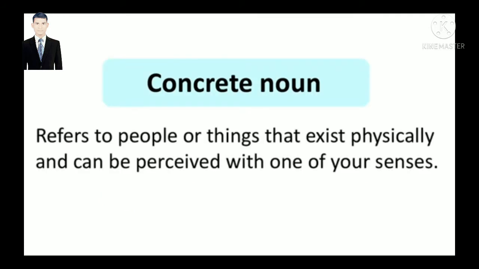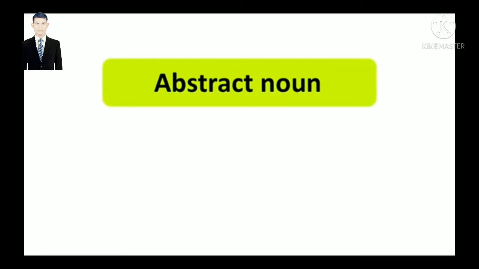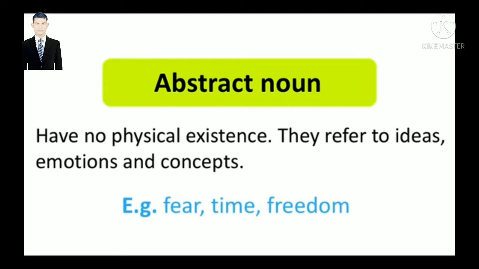Concrete noun. Concrete noun refers to people or things that exist physically and can be perceived with one of your senses. For example, building, bridge, tree. Abstract noun. Abstract nouns have no physical existence. They refer to ideas, emotions, and concepts. For example, fear, time, freedom.